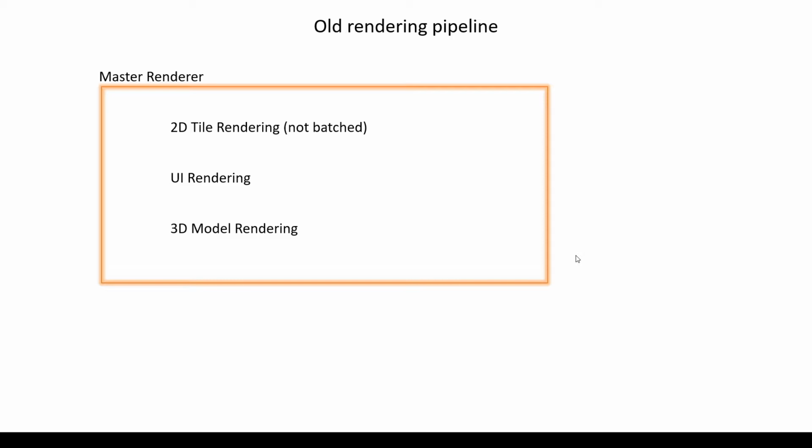So the image you can see in front of you is roughly what the original rendering pipeline looked like. There was a master renderer, and that single renderer was in charge of rendering 2D tiles that weren't batched, in charge of rendering the UI of the game, and also rendering 3D models as well. So there was one render method, and it was very inefficient. The 2D tiling, because all of the 2D tiles were using the same vertex data, none of it was batched, so that is one major improvement that could have been done right off the bat.